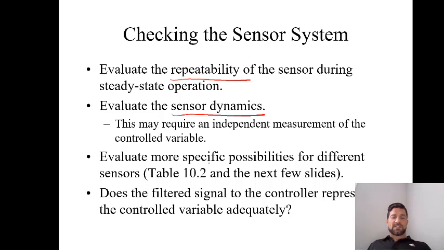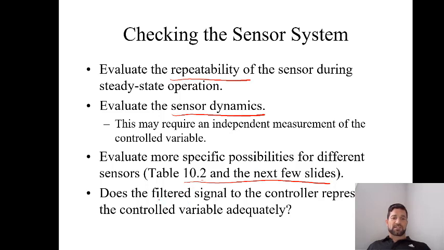To see more specific possibilities for different sensors, you can look at table 10.2 in the next couple slides. So again, there's a variety of things that can happen with a sensor, and this is really going to depend on what type of sensor that you have. Ideally, you'll have the specifications, instruction manual, and other components of the sensor that can help you troubleshoot the sensor and figure out if the sensor is working properly.